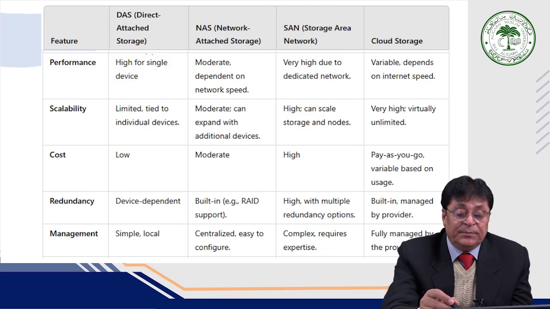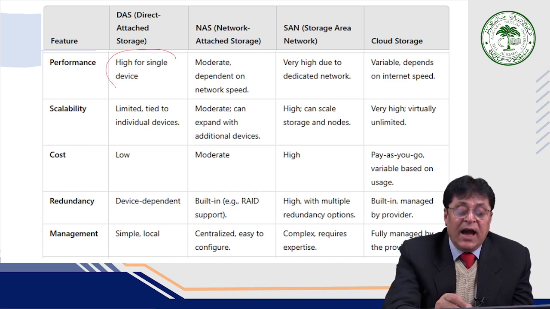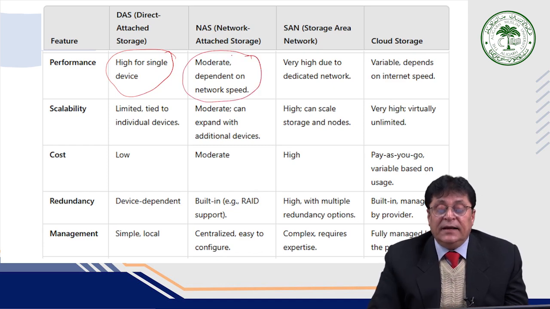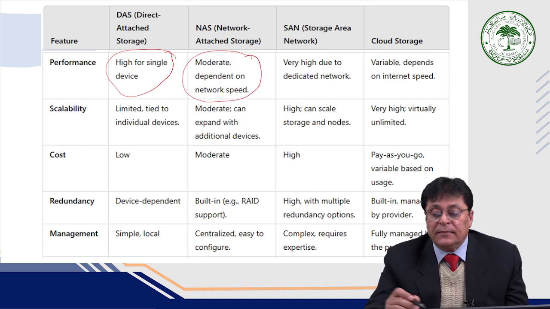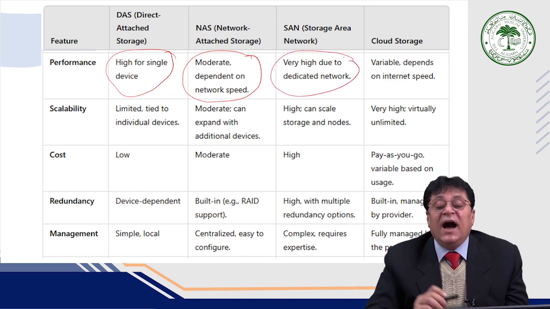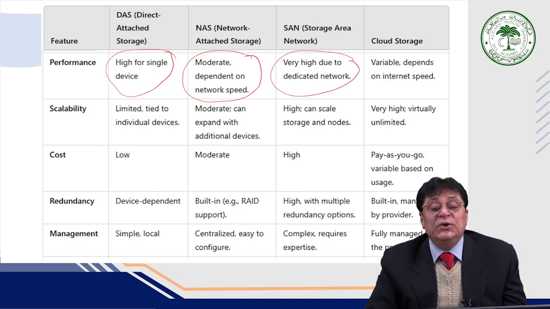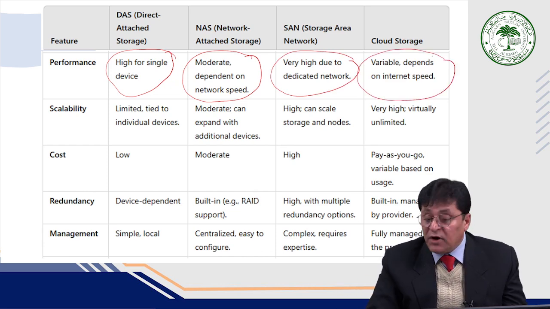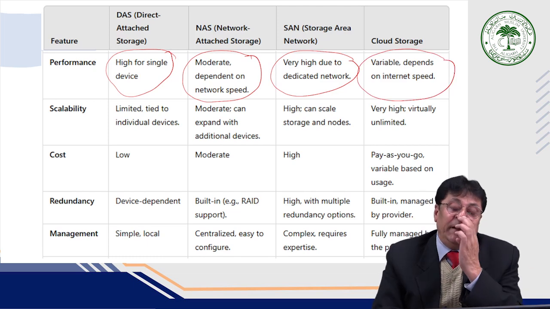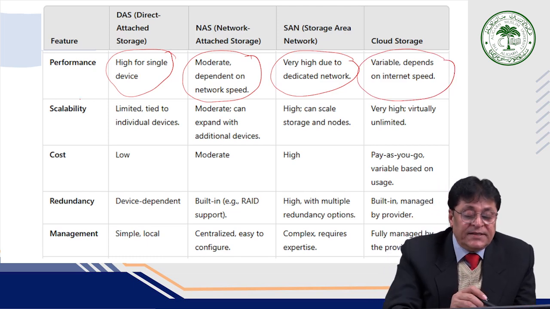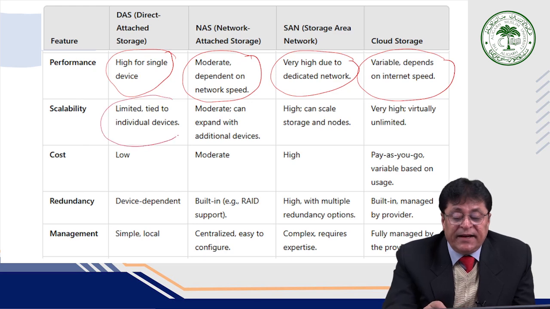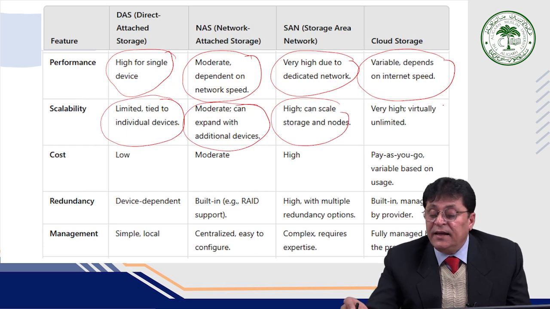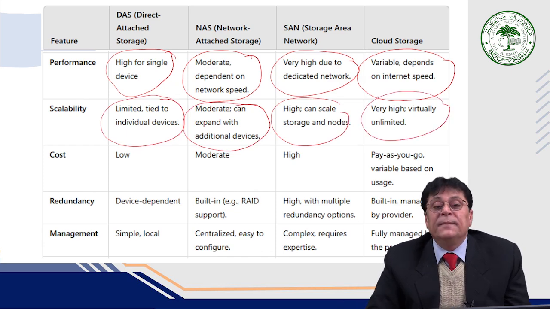DAS, performance wise, is high for a single device. NAS, moderate, dependent on network speed. In SAN, very high performance due to dedicated network. In case of cloud storage, the performance is variable. It depends on the speed of internet. Scalability, in case of DAS, is limited. In NAS, it is moderate. In case of SAN, it is high. And in case of cloud storage, it is very, very high.